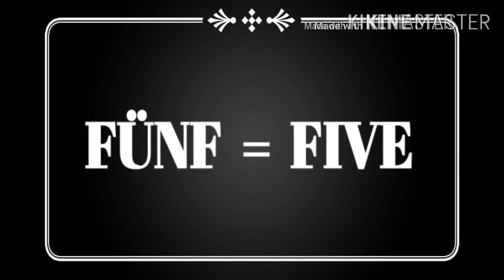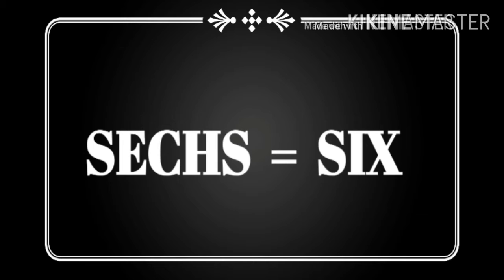FUNF is 5 and its pronunciation is Funf. This U is another alphabet in German. SECHS is 6 and its pronunciation is Zex.